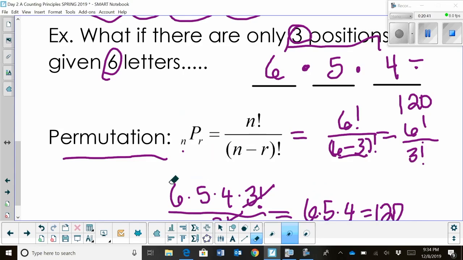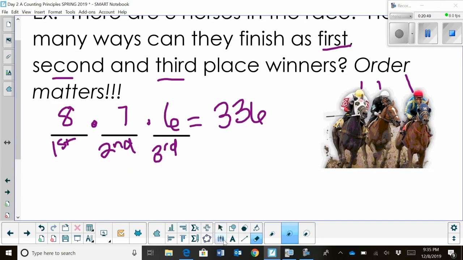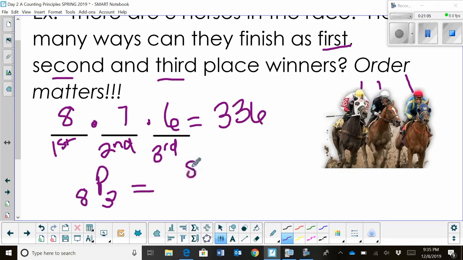Okay, we're going to have n factorial over n minus r factorial. So just wanted to show you that. So n in this case is how many total do we have? Well, we have 8. And we're going to take a permutation because order matters. And we want 3 positions. So it's 8 permutation 3, 8 choosing 3. And that means we're going to have an 8 factorial, which is n factorial, over n minus r. So 8 minus 3 factorial. And that gives us 8 factorial.